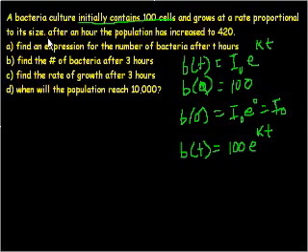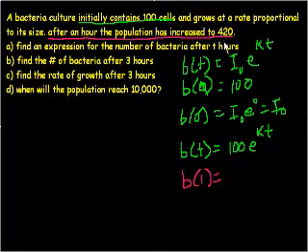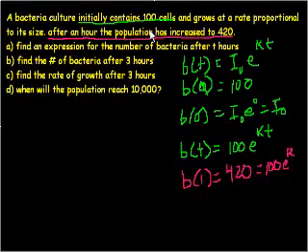Oh, so this tells us after an hour, the population has increased to 420. So that tells us that B of 1 is equal to 420, which is also equal to 100 e to the kt. What's t at B of 1? T is 1, so e to the k. So 420 is equal to 100 e to the k. And now we can solve for k, and let's see what we get.